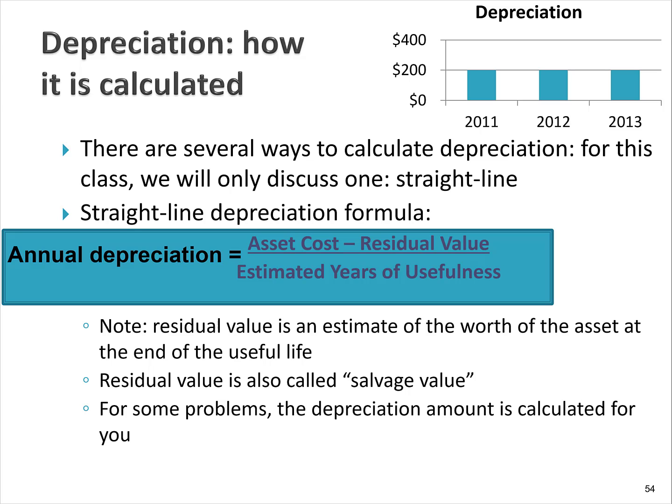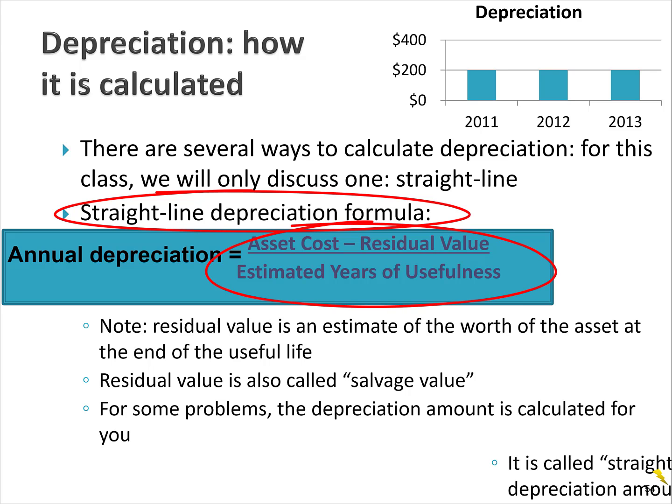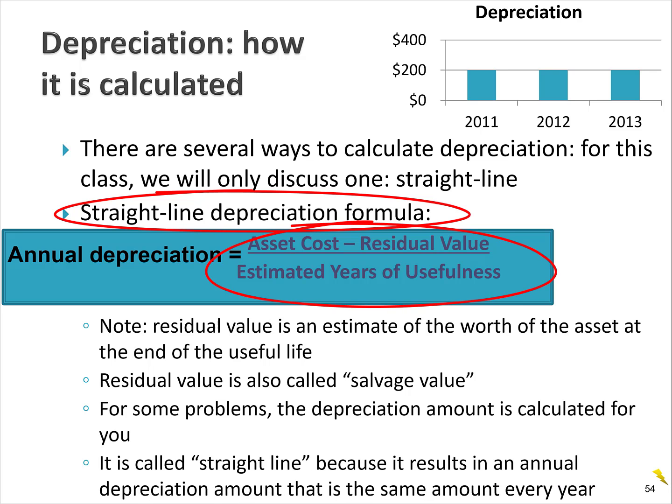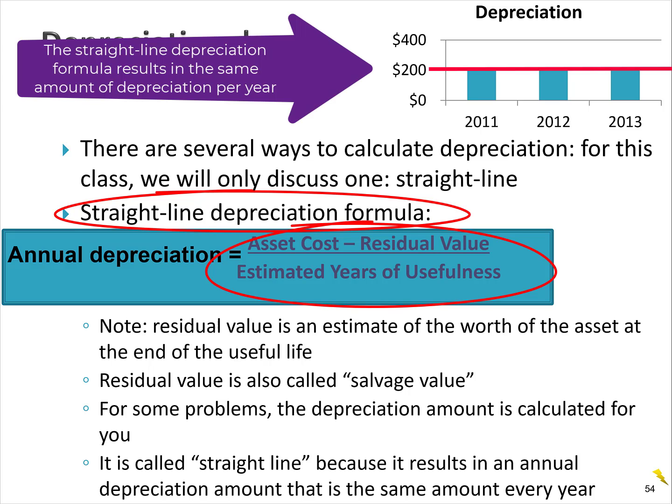And again, this method called straight line depreciation, it's called straight line because it results in an annual depreciation amount that is the same amount every year. Just like the top of the PowerPoint slide, it shows that there's $200 of depreciation per year. It's the same every year. So let's do another example.